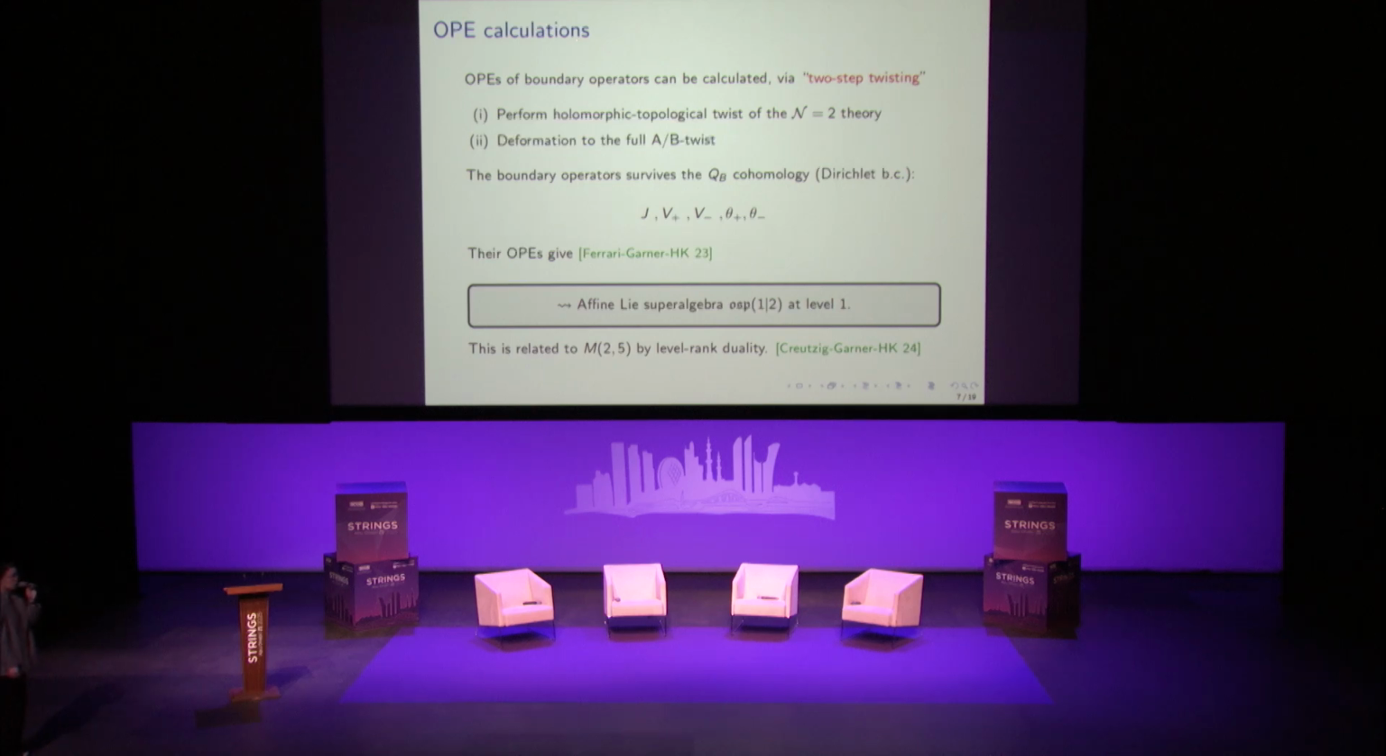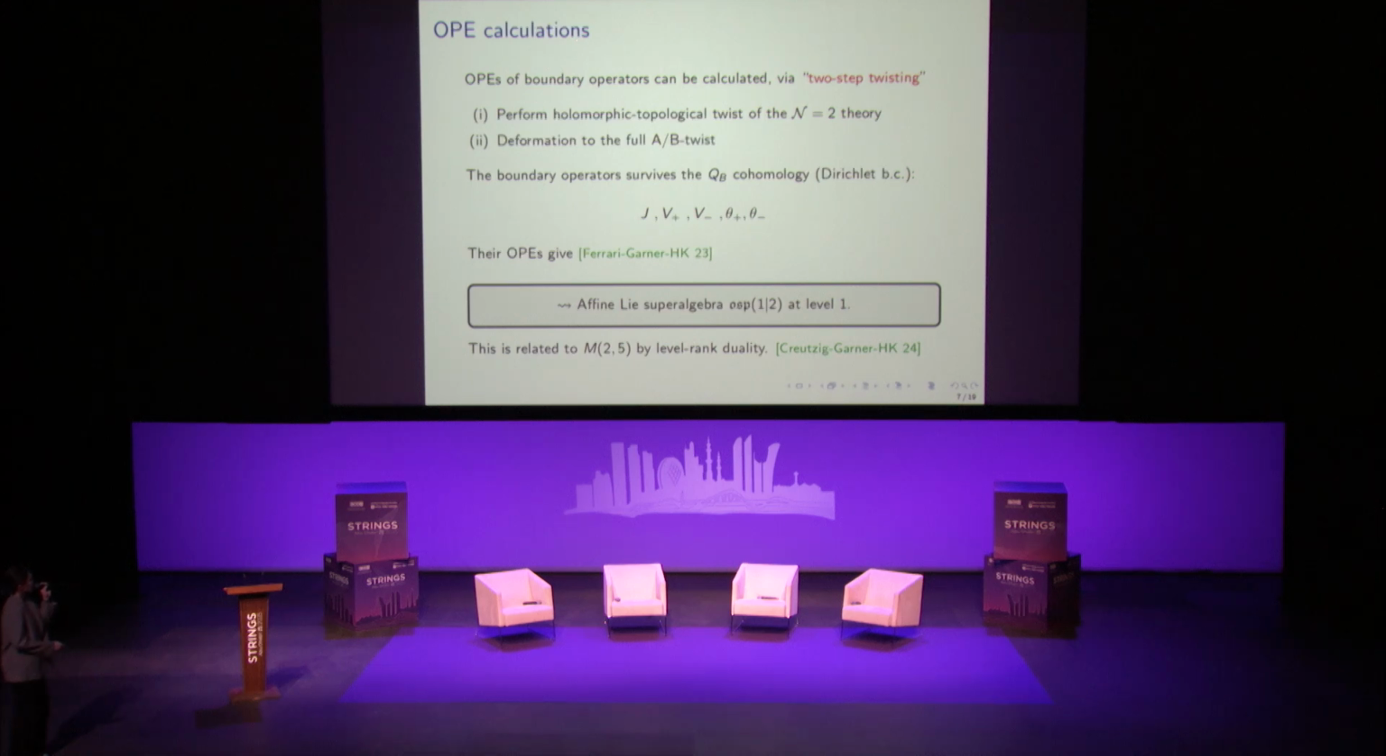And you can show that if you just focus on the TFT-B, if you impose the Dirichlet boundary conditions on the boundary in a supersymmetric way, you find that there are 5 operators that survive in the Q-cohomology on the boundary. J is the U(1) current operator. V plus minus are boundary monopole operators, and theta plus minus are some fermionic operators. So you have 3 bosonic and 2 fermionic operators, all of conformal dimension 1. And you can show explicitly that their OPEs give the affine Lie superalgebra OSP(1|2) at level 1. This is the simplest example of a non-unitary rational vertex operator algebra that has a current.